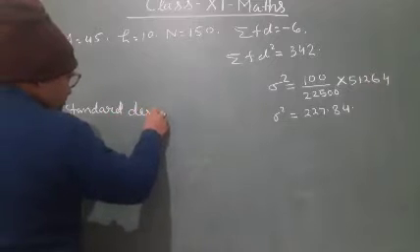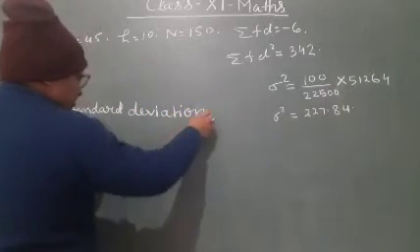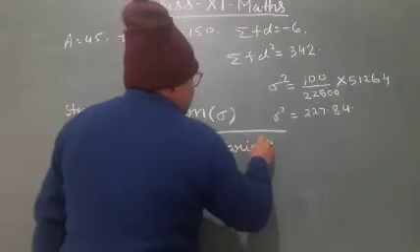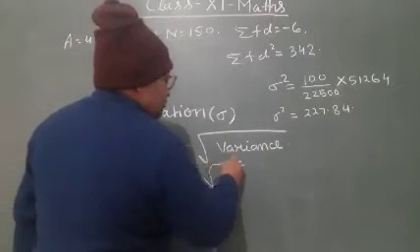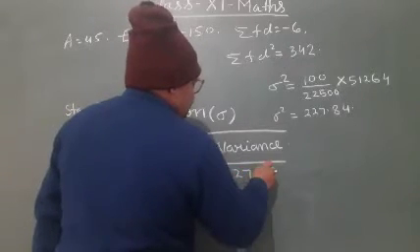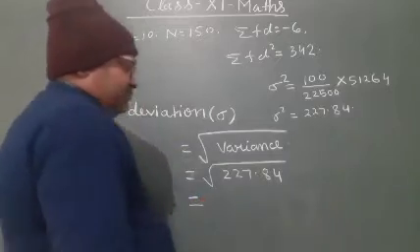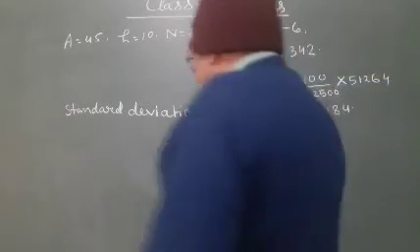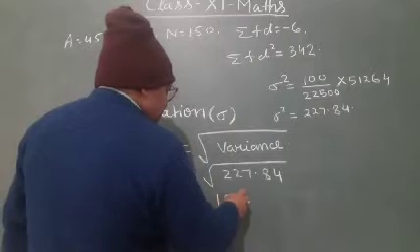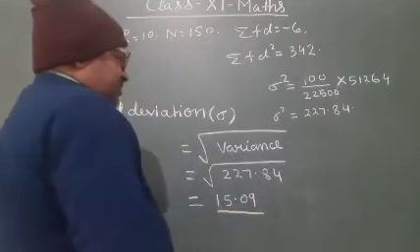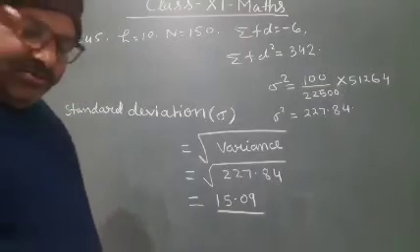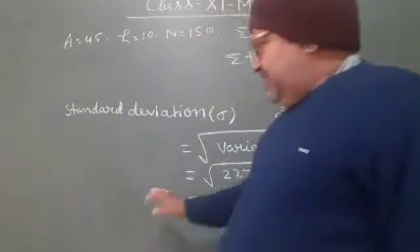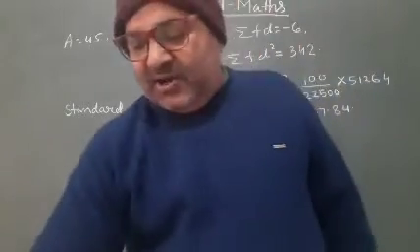Standard deviation sigma is equal to under root variance, that's under root 227.84, that's equal to 15.09. 15.09 is the standard deviation for group A.